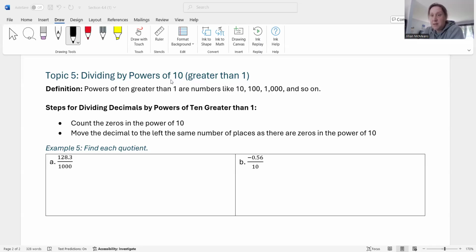I actually forgot I added topic 5 to this worksheet. I thought I was done, but topic 5 is dividing by powers of 10 greater than 1.